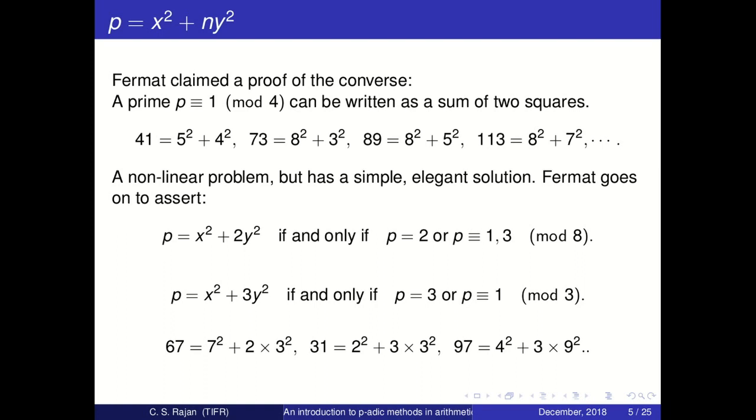1 mod 3. 1 mod 3, sir. Yeah. 1 mod 3. 31 is 1 mod 3. So I have written it as 2 squared plus 3 into 3 squared. 97 is again 1 mod 3. Yeah, 97, 1 mod 3. And I have written it as 4 squared plus 3 into 3 squared.